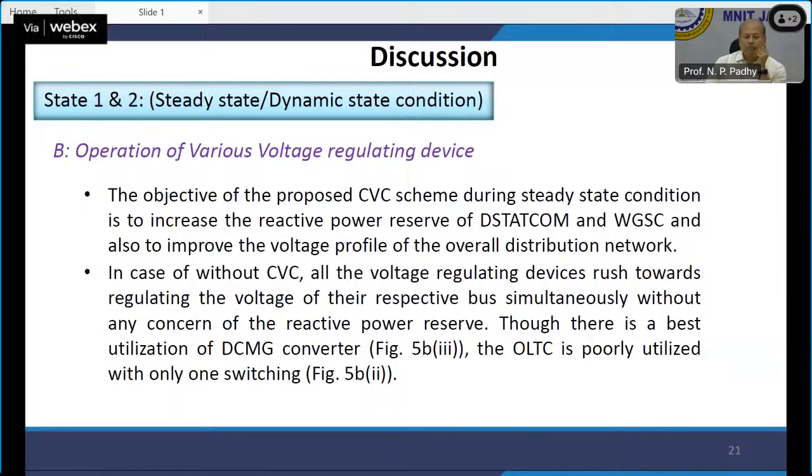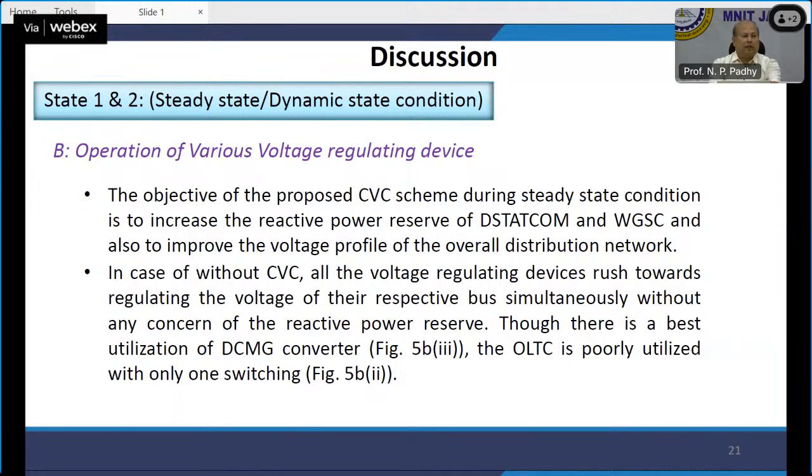Now, state 1 and 2, that is steady state and dynamic state conditions. Operation of various voltage regulated devices. The objective of the proposed CVC scheme during steady state condition is to increase the reactive power reserve of the DSTATCOM and wind grid converter, and also to improve the voltage profile of the overall distribution network.